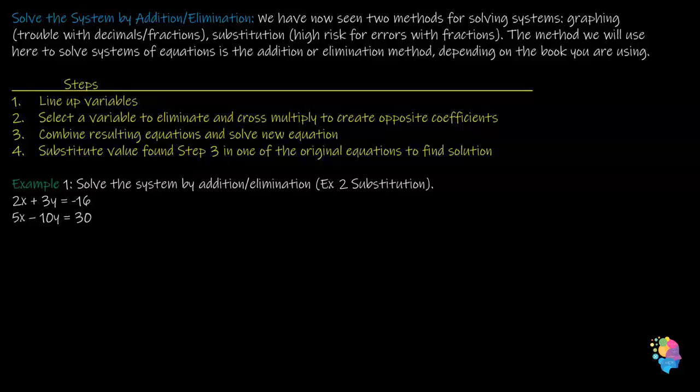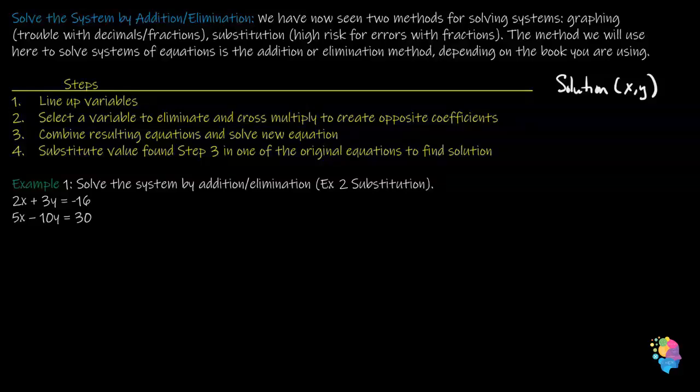Recall from the video on solving systems of linear equations by graphing, a system of equations consists of two or more equations. In our example 1, we have two equations. The solution of a system of equations in two variables is an ordered pair that is a solution to all equations in the system. So the solution is an x and y, an ordered pair that all equations have in common, the point where all equations meet or intersect.